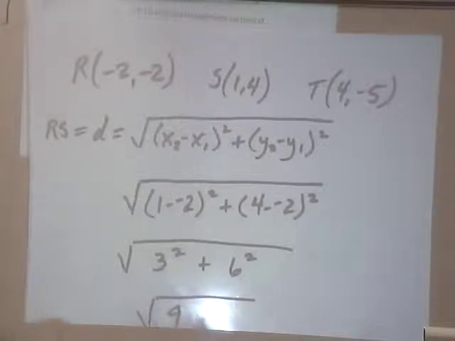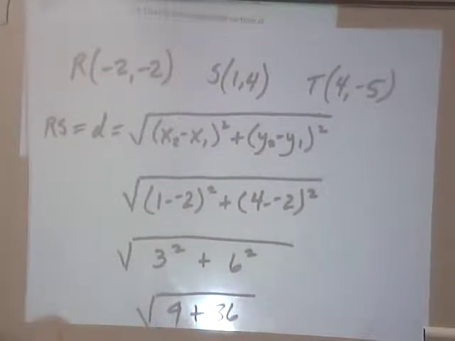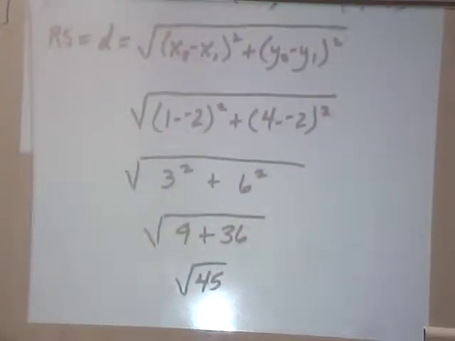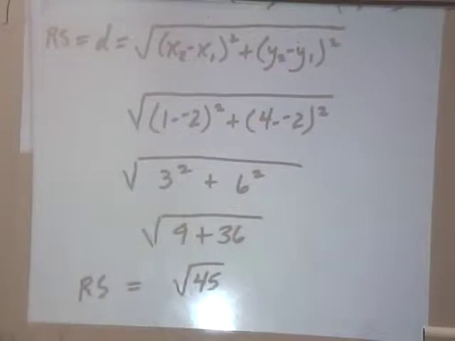3 squared is 9, 6 squared is 36, so that's a square root of 45, right? So the distance from R to S is square root of 45. Everybody okay with that? You have a question? Yes, ma'am. Can you simplify it or no? We could, but if I get square root of 45 for another one, I'll know they're equal. I don't need to simplify it. You see what I'm saying?